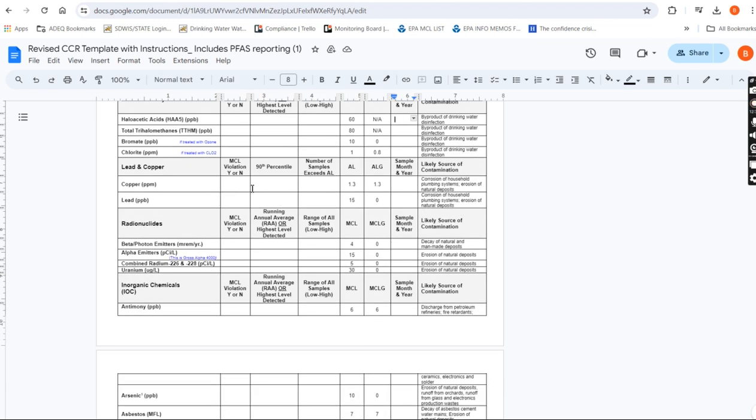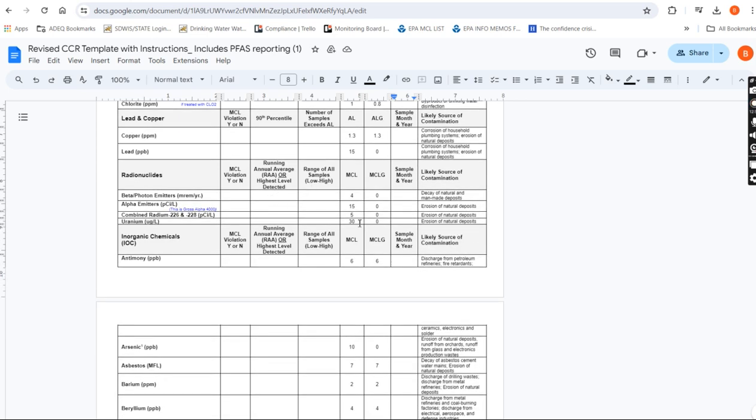For lead and copper sampling, you're going to be reporting the 90th percentile, and as I showed you in the Drinking Water Watch generated report, it will provide you with the 90th percentile results and the number of samples that exceed the action level. All the same goes for radionuclides if you had any detections. And if you are on annual sampling, just report that sample. If you took quarterly sampling for anything, you will report the running annual average.